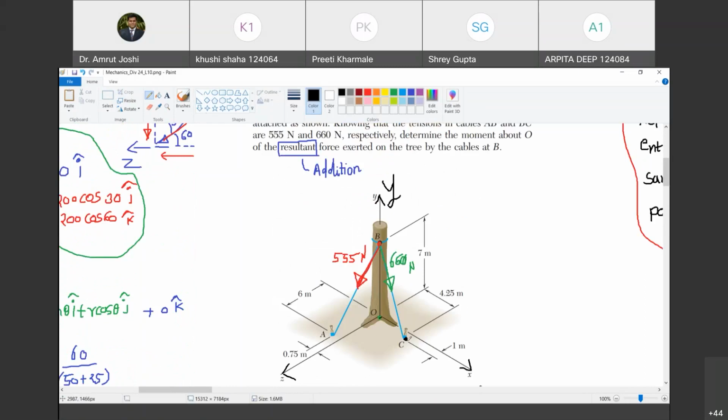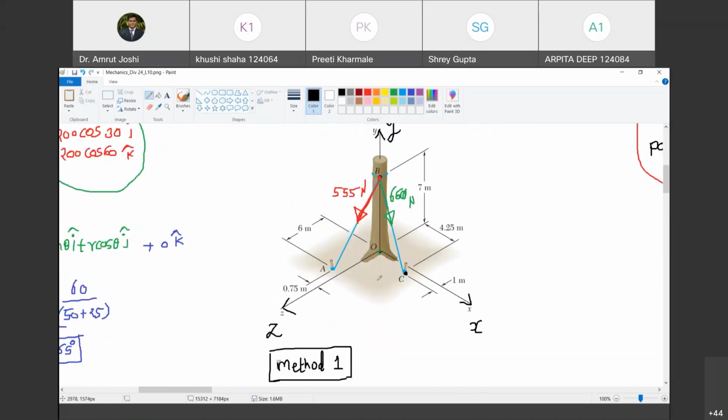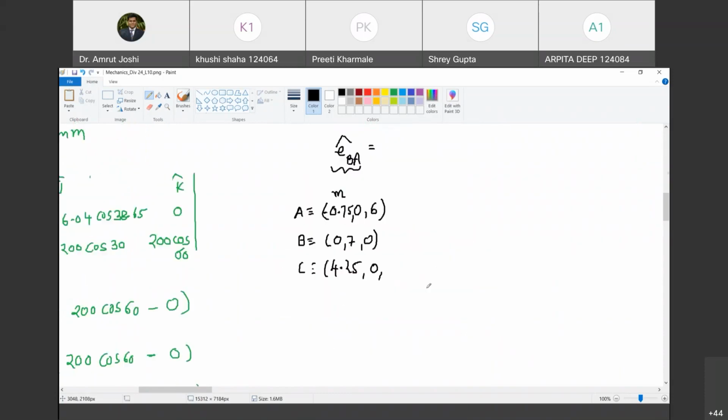What is its y coordinate? Sir, 6. No, it is not 6. How can it be 6? Because y coordinate means you have to travel in this direction. This is y. Okay, sir. 0. Sorry, sir. So y coordinate is 0. Are you with me? And what is its z coordinate? So z coordinate means you have to travel along this line. If you travel along this line from O, what is the distance? 1 meter. Yes, sir. So what are the coordinates of point C? 4.25, 0, 1. Happy? Yes, sir.